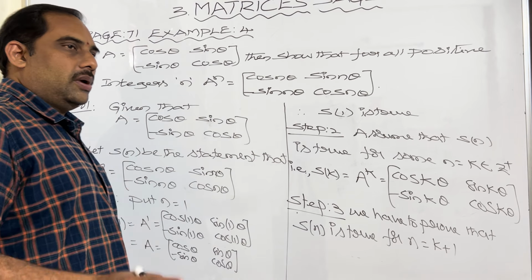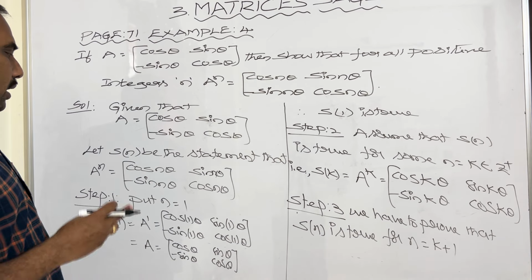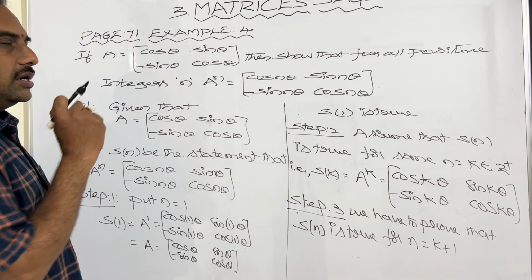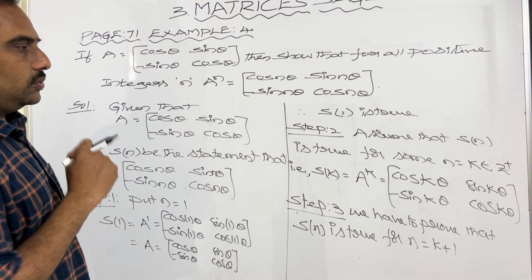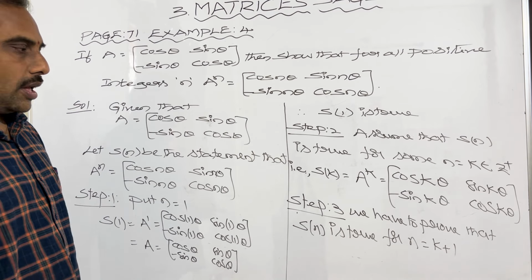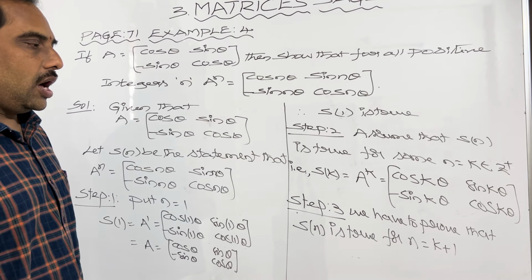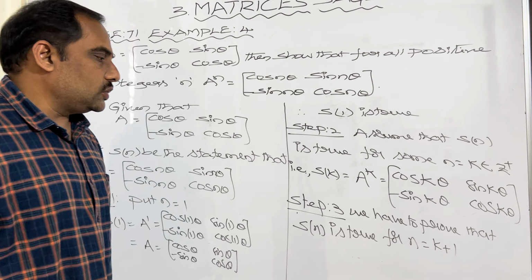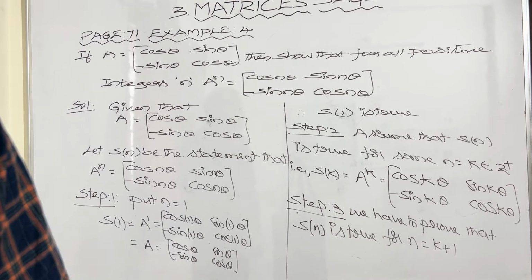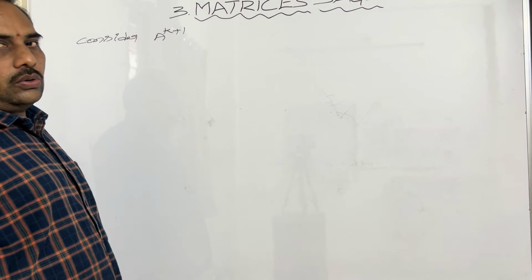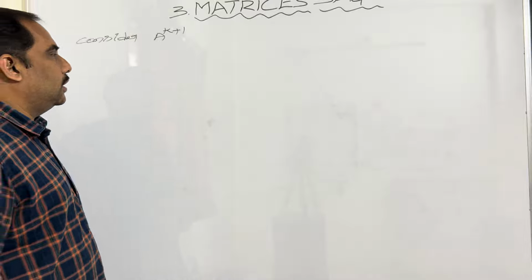See, what mathematical induction says is that we have to prove in step 1 that it is true for n is equal to 1. In step 2 we have to assume that the statement is true for n is equal to k. And in step 3 we have to prove that the same statement S of n is also true for n is equal to k plus 1.